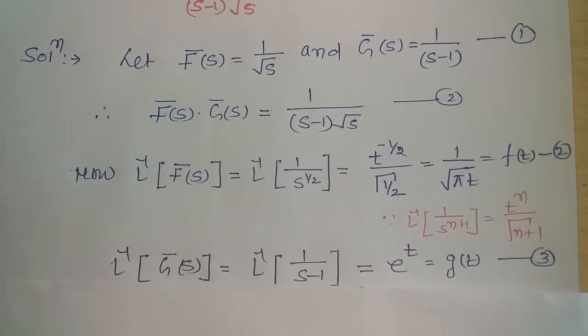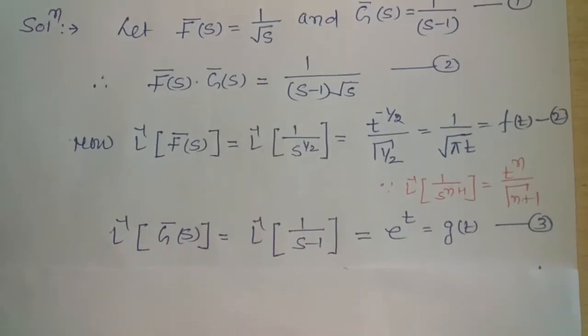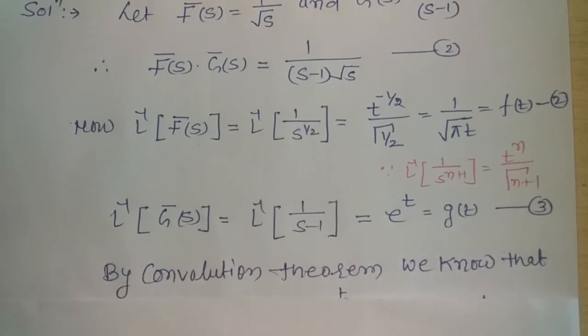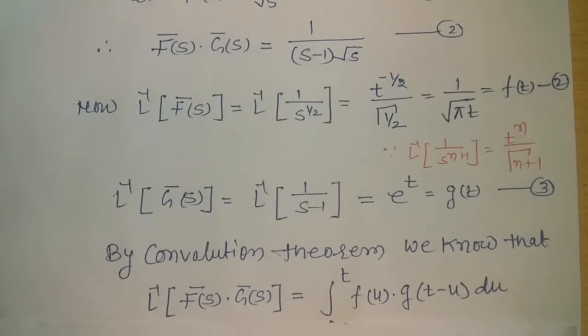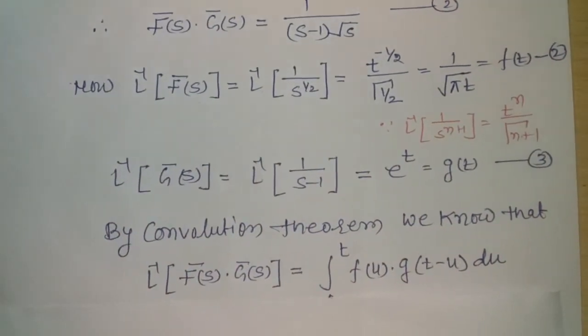Also, the inverse Laplace transform of g bar s is the inverse Laplace transform of 1 upon s minus 1, and as we know, the inverse Laplace transform of 1 upon s minus a is e raised to at. So here a is 1, so we get e raised to t, which we denote by gt. The inverse Laplace transform of g bar s is gt. Now by the convolution theorem we know that the inverse Laplace transform of f bar s into g bar s is given by the integral 0 to t f of u into g of t minus u du.